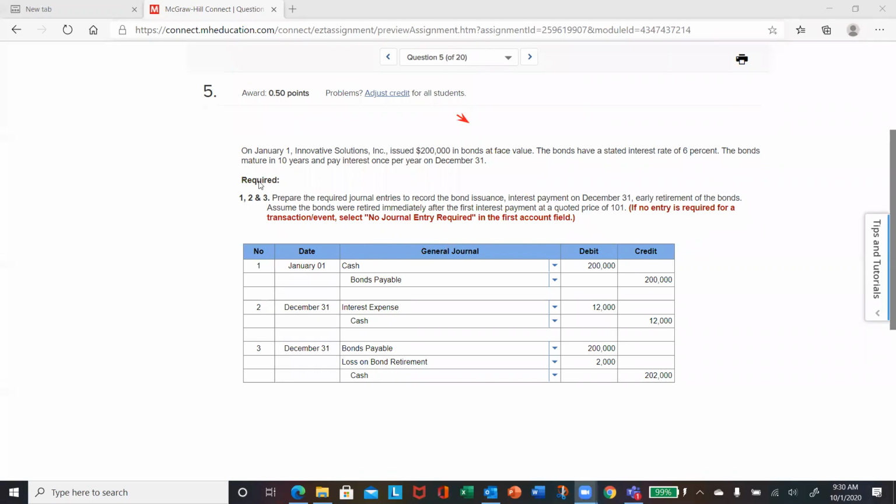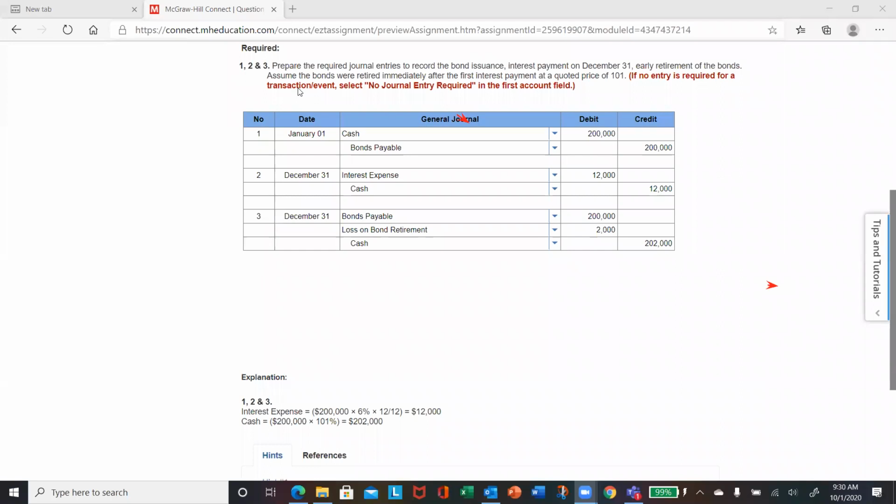So part 2 is just your interest payment. So remember, on your interest, it's the principal amount, which is $200,000, multiplied by that 6%. And then, of course, it's 12 over 12 again, or just multiply by 1, because if they want the interest for the whole year. And, of course, you would get $12,000. So, again, that calculation, I'll show it to you. It's right here. Principal times rate times time.